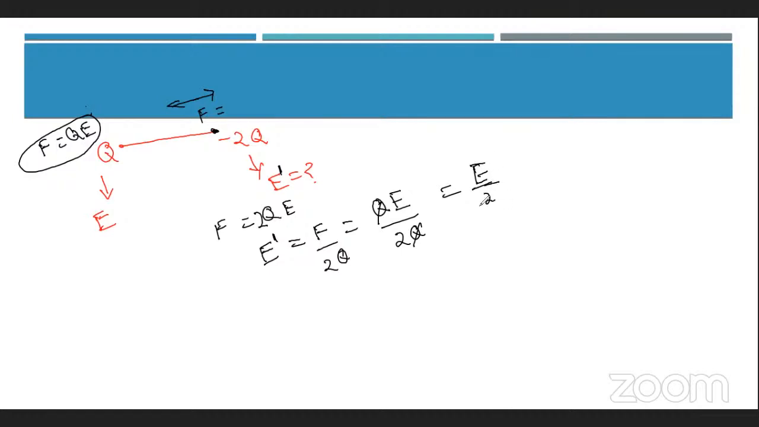Logically also, if the charge is increasing, we are supposed to maintain the force, and it is negative 2Q. So obviously E has to decrease so that it can maintain the force. F is equal to QE at the first position. Using that, we can find this.